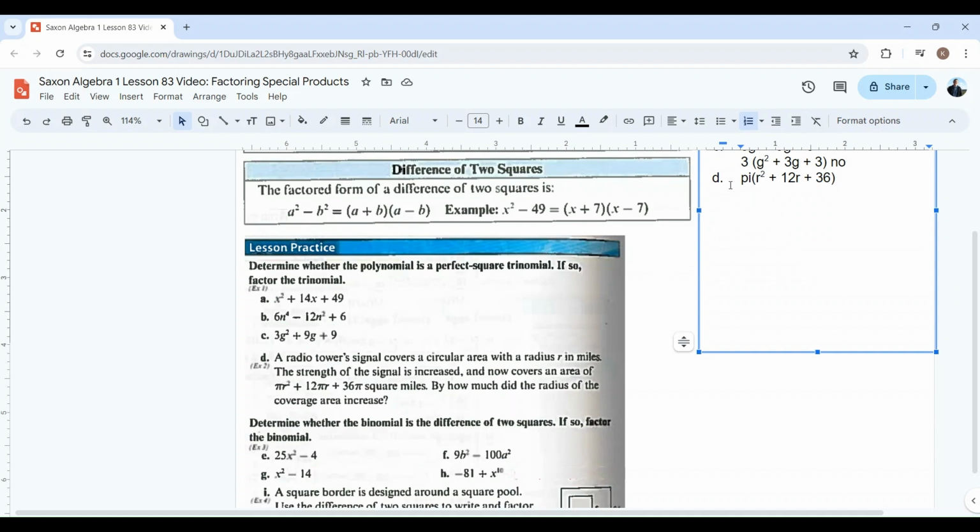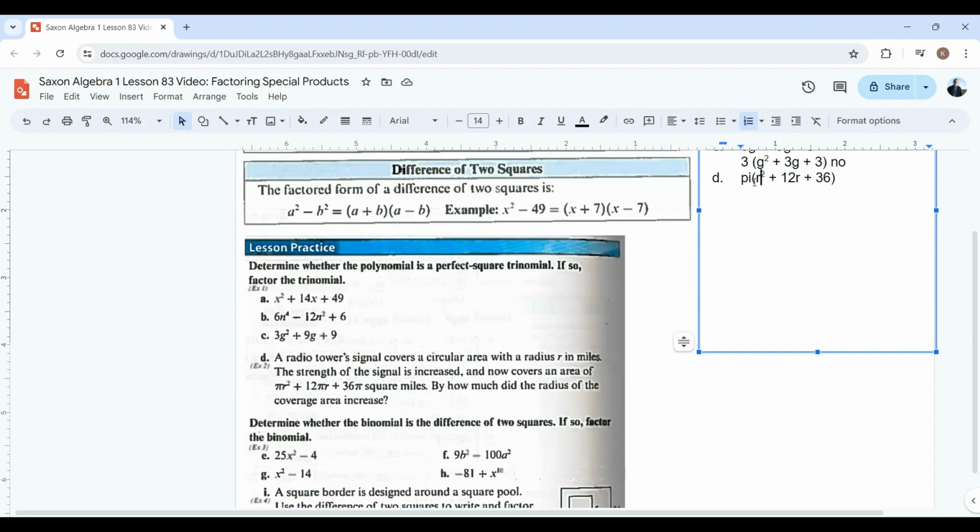When I wrote down the problem for letter D, I put pi in the front, and then it's r squared plus 12r plus 36. But wait a second. I'm starting with a square term, r squared. I'm finishing with a square term, 36. And the middle term is 2 times the square root of the first term, r, times the square root of the last term, 6. 2 times r times 6 is 12r.